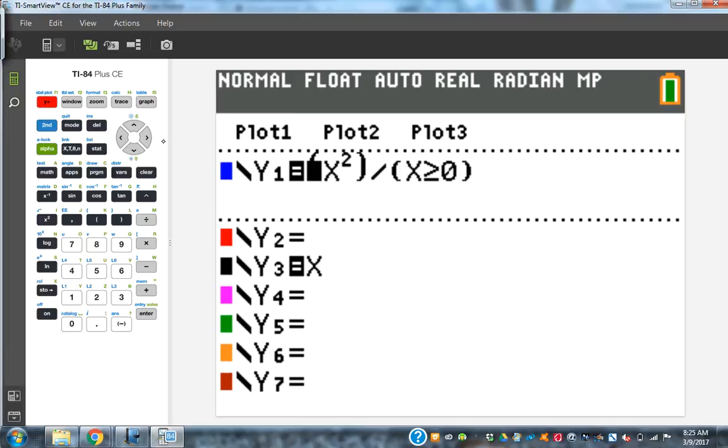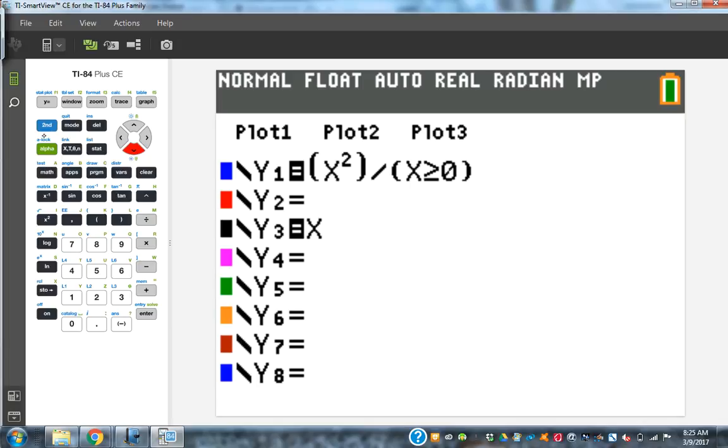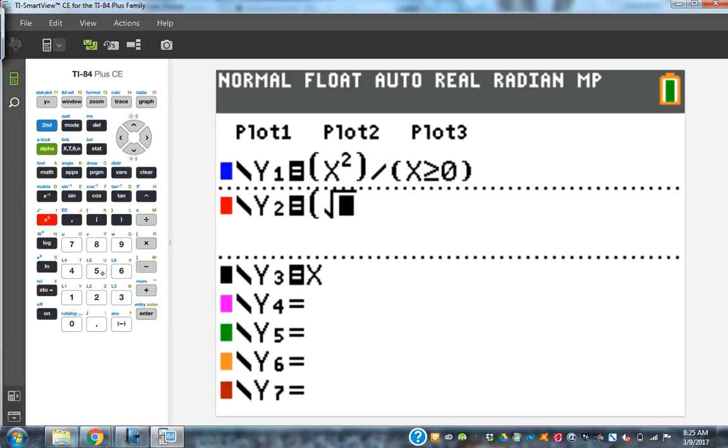And for g of x, it was the square root. So parentheses, the square root of x. Oops, not 2. What am I doing? x. Delete.